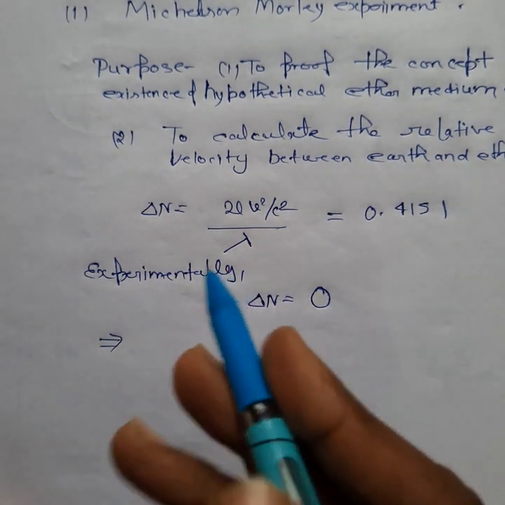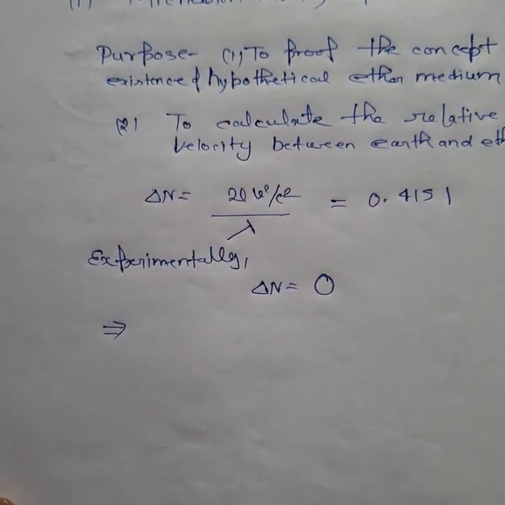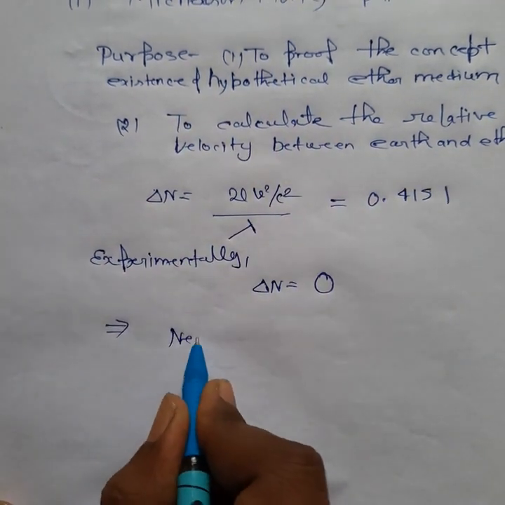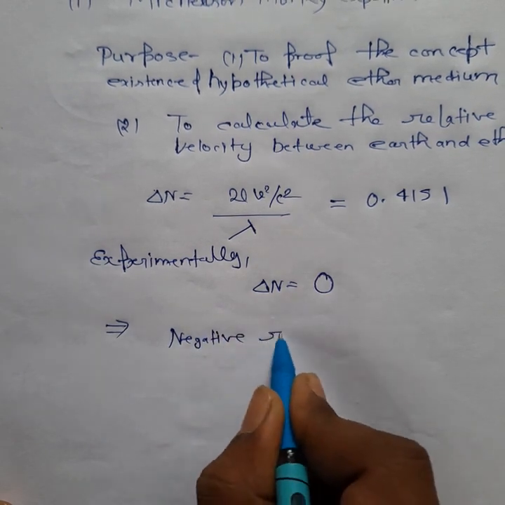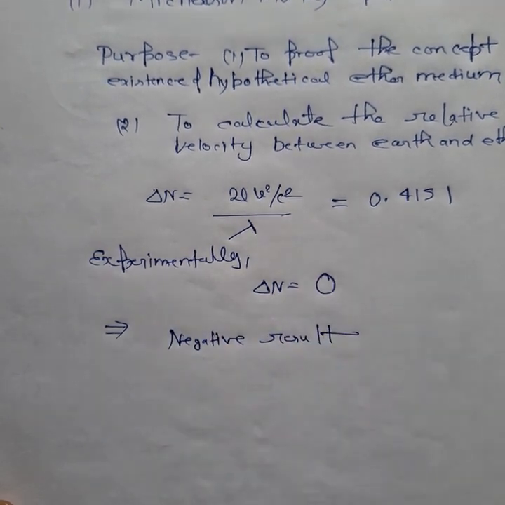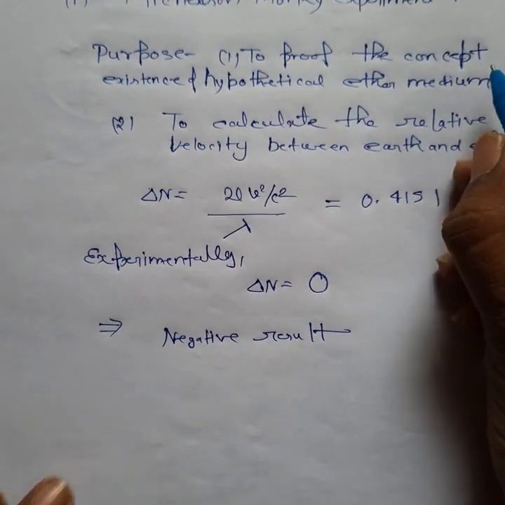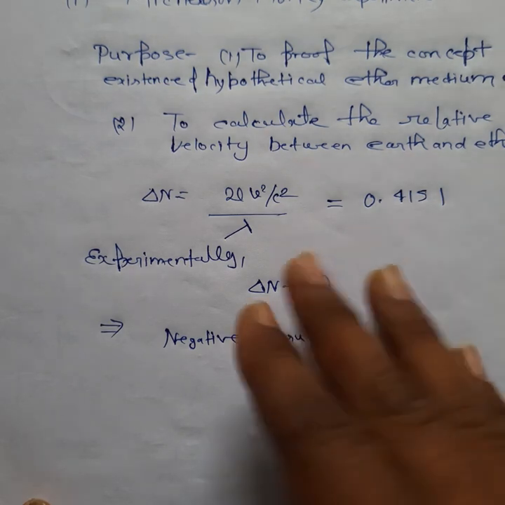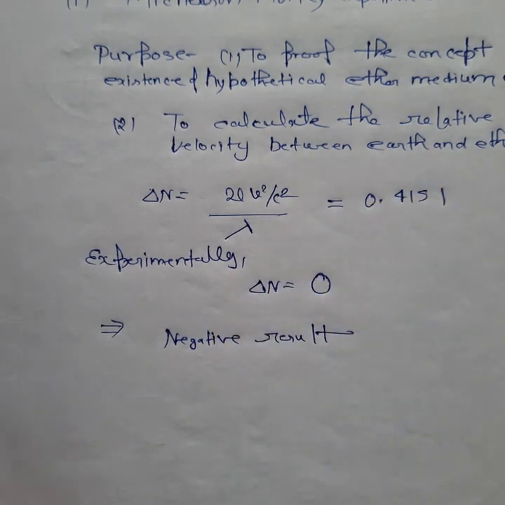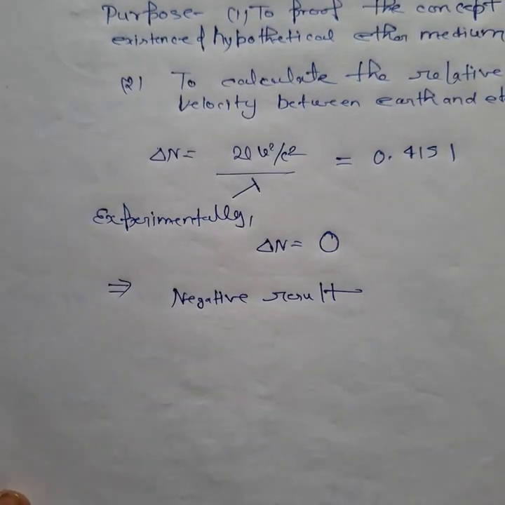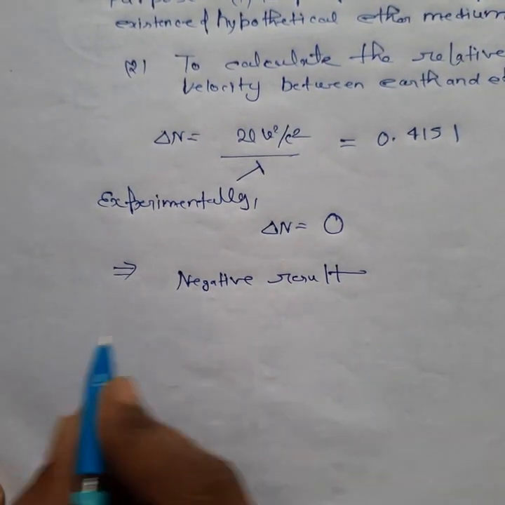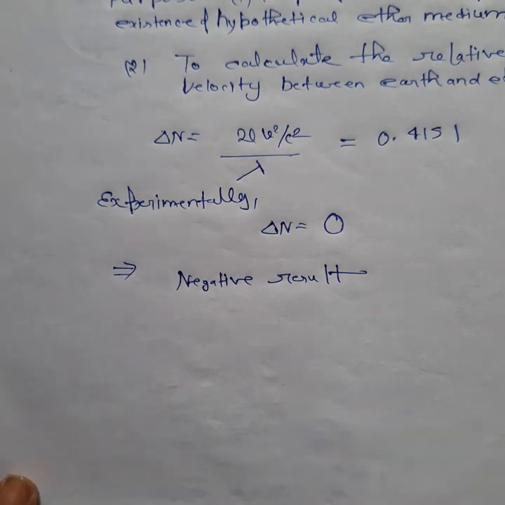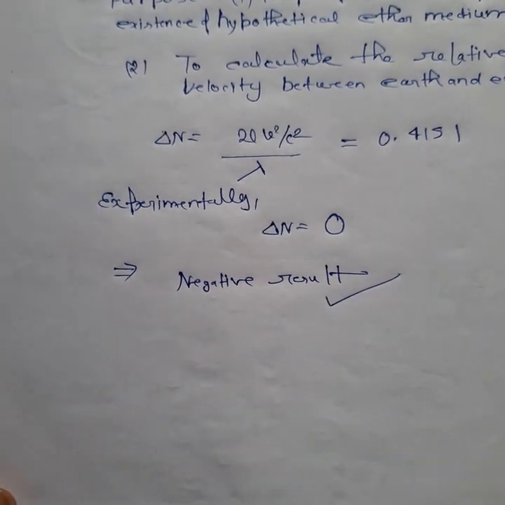So the purpose of the Michelson-Morley experiment was not fulfilled, hence these results were termed negative results. Actually, the purpose was to prove the existence of ether medium and to calculate the relative velocity between Earth and ether. In order to explain this negative result, different groups of scientists gave their own explanations.